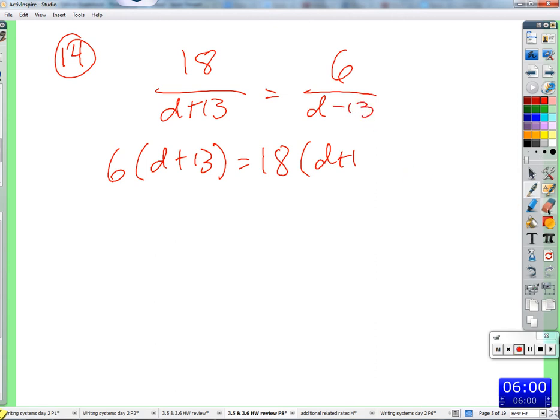You're a math magician. I like that. No, he's a math warlock. Okay, so we're solving for D still, Destiny. Distributive property.